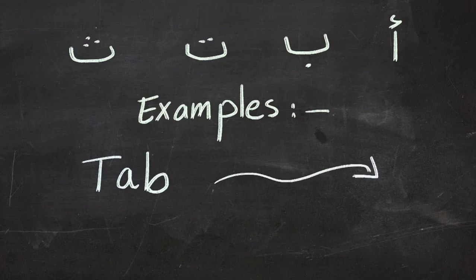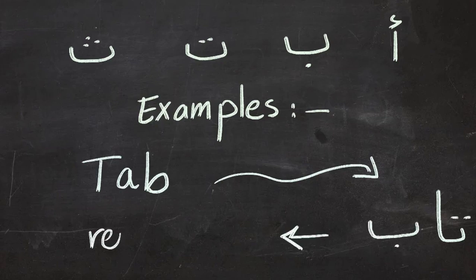Now, I want you to try this on your own. How can you turn tab in Arabic? Now, the word tab clearly has 3 letters. Let's see what it looks like. Tab looks like that, and it means repent. All right, let's move forward.